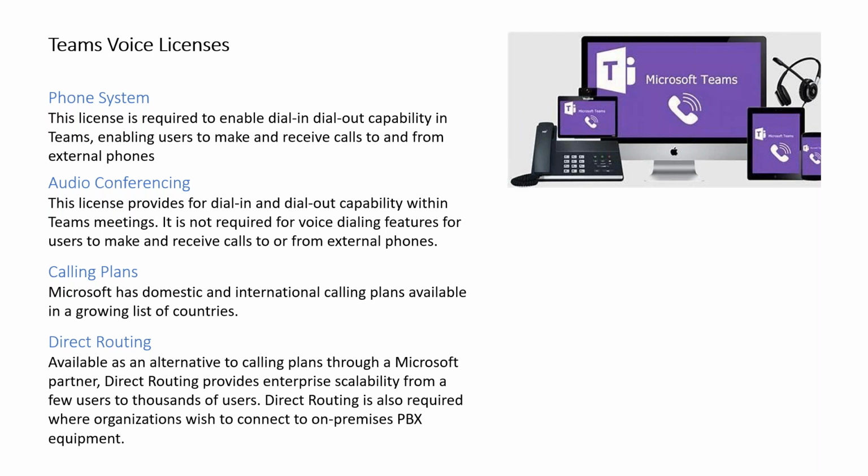I mentioned the Microsoft calling plans. There are two types, domestic and international, available, and the list of countries that Microsoft is adding services in is growing exponentially. Direct routing is, as I mentioned, available as an alternative to calling plans through a Microsoft partner like Coretek Services. It also provides enterprise scalability, anywhere from a handful of users to thousands, tens of thousands of users. It is also the only option to bring Teams voice capability and bridge that into your on-premise PBX equipment.